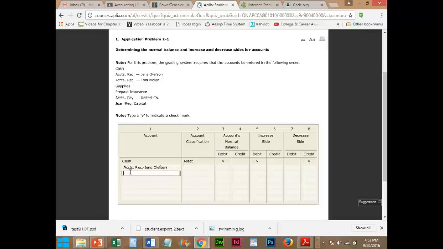You might want to just at the very start get all of your accounts in there. Just name all of those. You've got to get them in the right order. If you skip any, it's going to mark it wrong. Put all your accounts in there and then go across and think about how they increase and decrease.